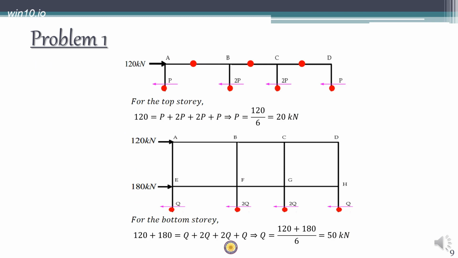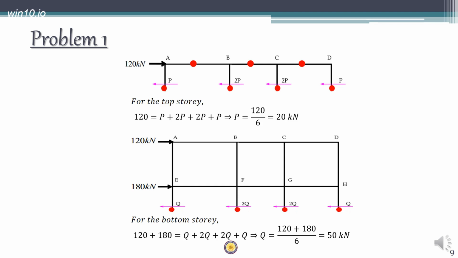Once you mark all the midpoints as points of contraflexure, start marking the column shears at each of the interior and exterior columns. Considering the horizontal forces above the hinge line, 120 is equal to P plus 2P plus 2P plus P, which means that P is equal to 20 kN. This means that the column shear for the outermost top column is 20, and for the interior top column it is 2 times 20, which is 40.